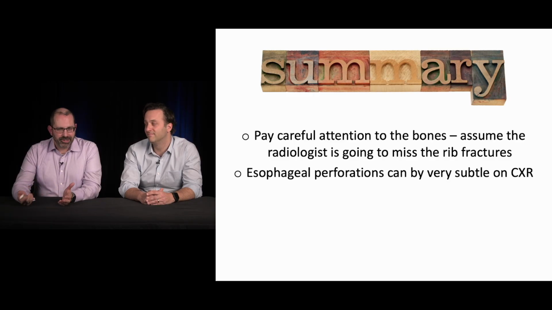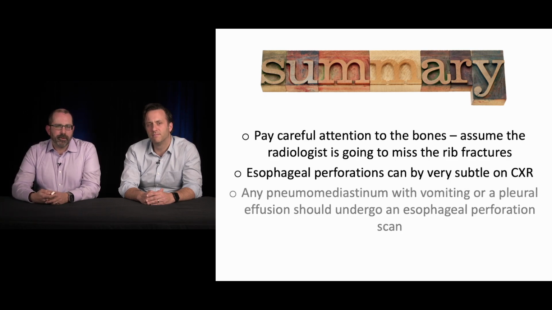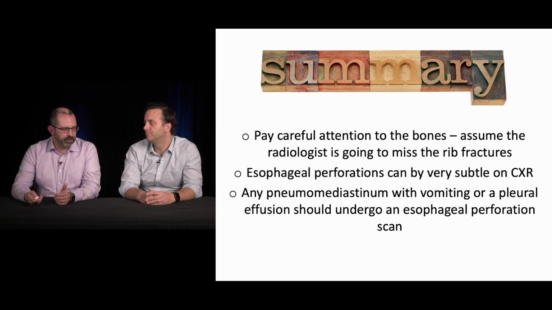All right, I'm not saying you need to scan every person who vomits. Please don't do that, but have a high index of suspicion. All right, and then any pneumomediastinum with vomiting or pleural effusion, you should be getting either an esophageal perforation scan, or if you don't have it, then at least either Gastrografin or a barium swallow.